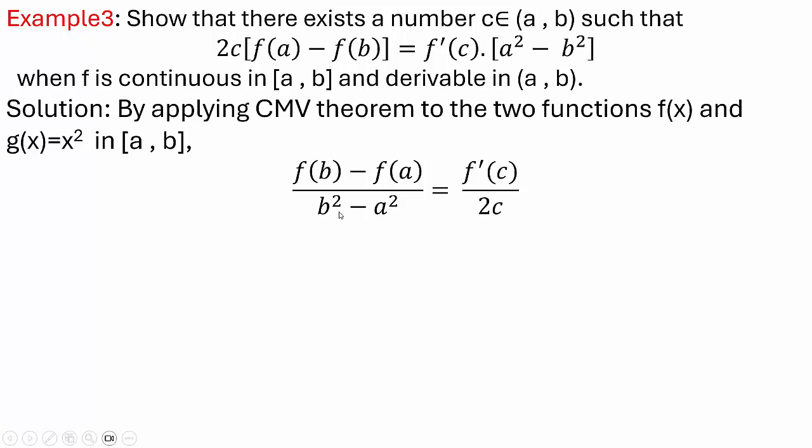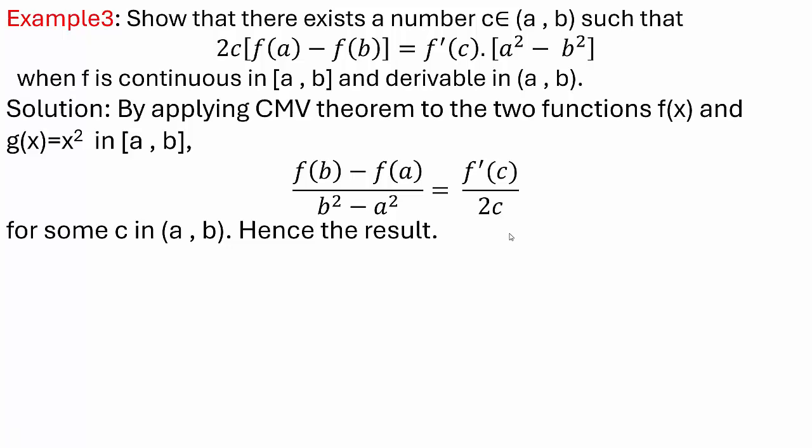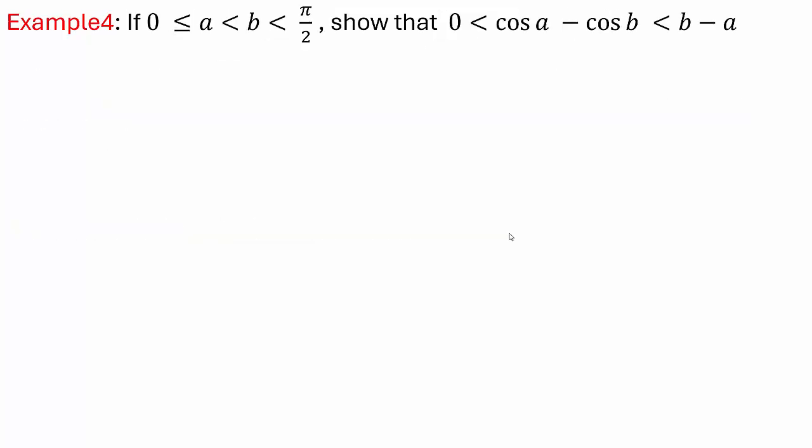(f(b) minus f(a)) divided by (b square minus a square), that is g(b) minus g(a), equal to f'(c) divided by 2c. g'(c) is 2c, and hence for some c in (a, b) we get the required result: 2c times (f(a) minus f(b)) equal to f'(c) times (a square minus b square).